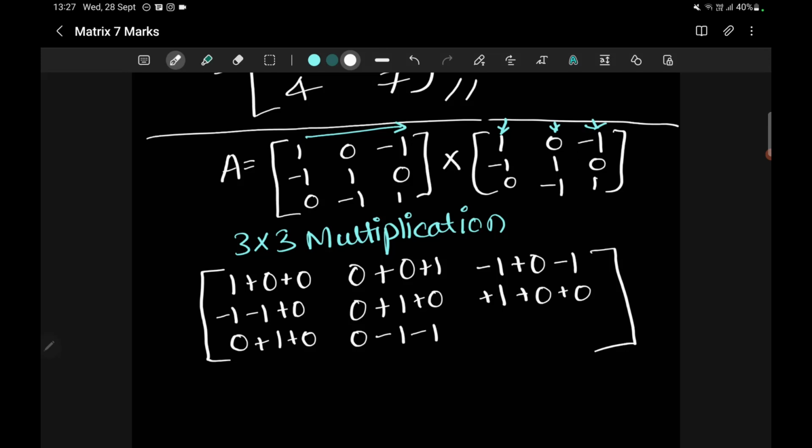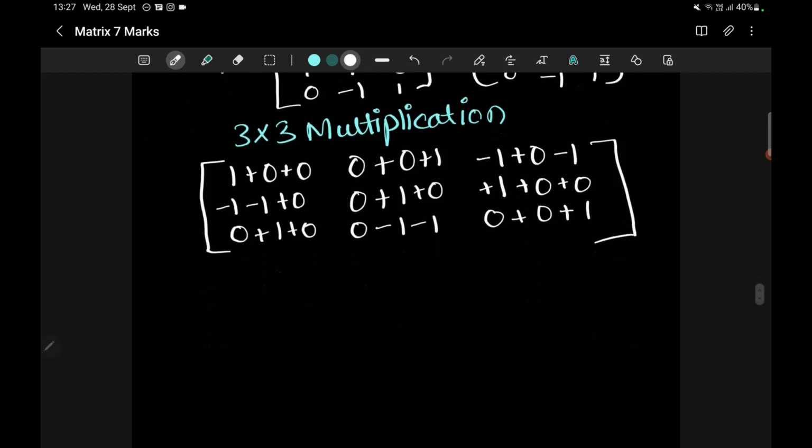Now this row with this column. 0 into minus 1 is 0. Minus 1 into 0 is 0. 1 into 1 is plus 1.